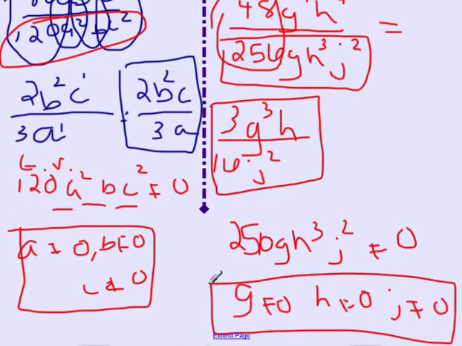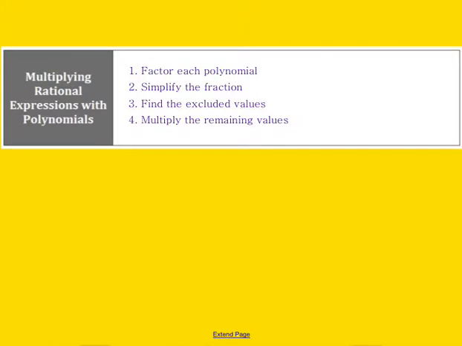All right, so let's take a look at this next part: multiplying rational expressions with polynomials. When you start off, you want to factor each of them, because that will make simplifying a lot easier. So you're going to factor each polynomial, and then you're going to simplify the fraction.